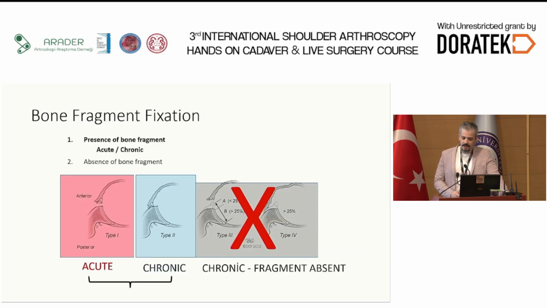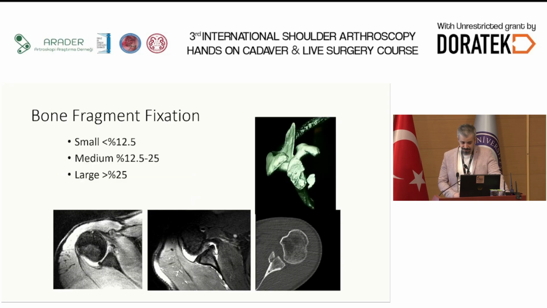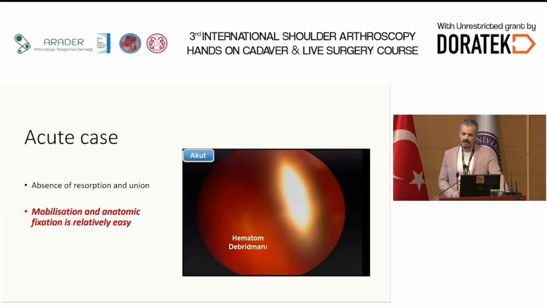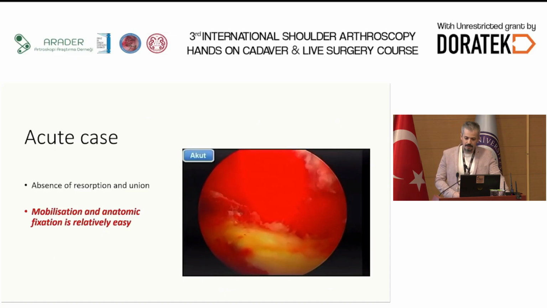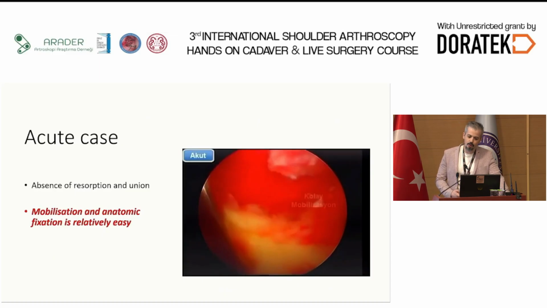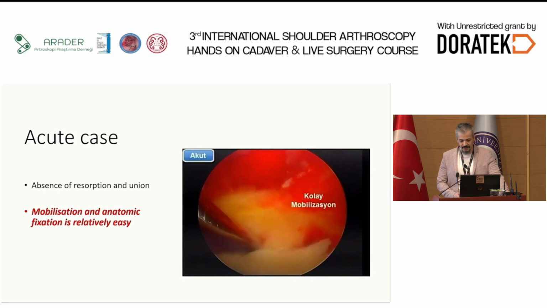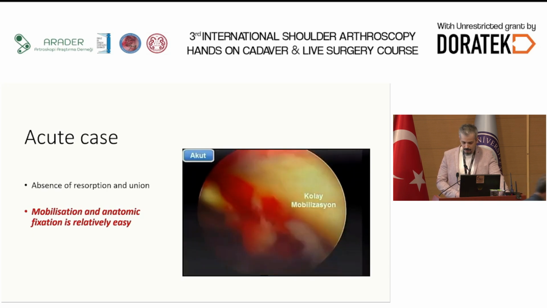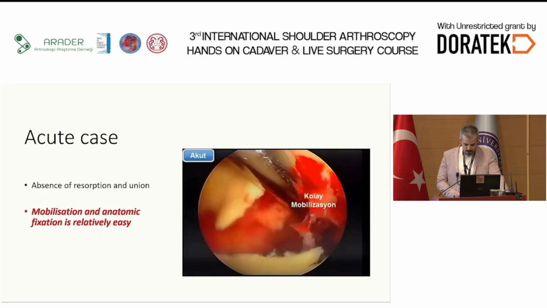In this context, if we encounter an acute or chronic instability case with a bone fragment in the glenoid, we have to fix it to ensure ideal stability. Depending on its size, we can see small, medium, or large bone defects. In acute cases, there is no resorption and there will be no union phase, and therefore mobilization and anatomical fixation will be relatively easy, as you see in the video.